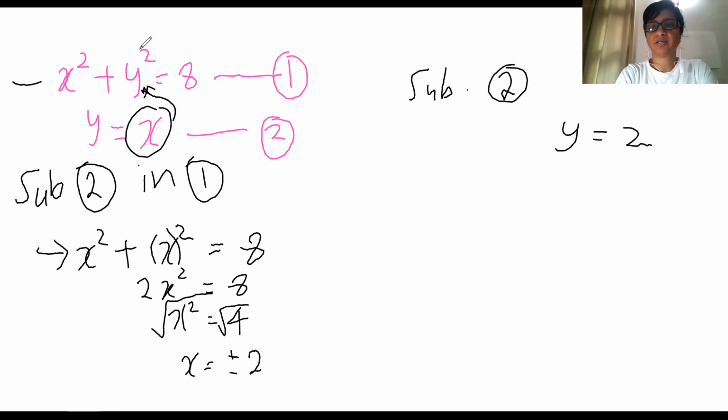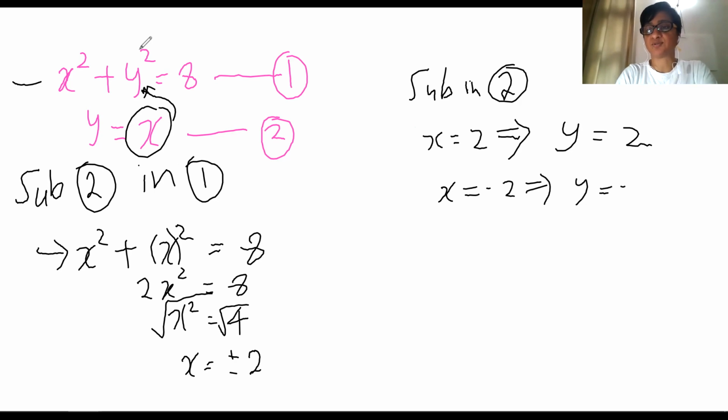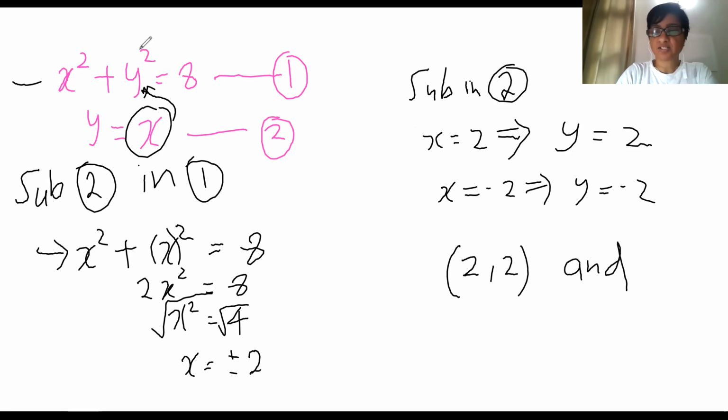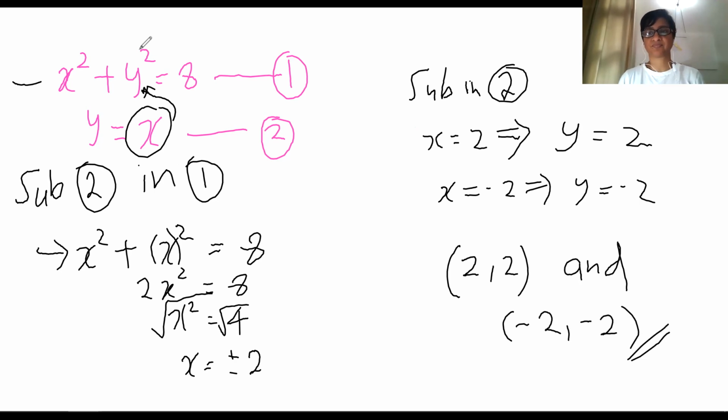Sub in 2. So when x is equal to 2, when I substitute in 2, y is equal to 2. When x is equal to minus 2, y is equal to minus 2. So the two intersection points are (2, 2) and (minus 2, minus 2). Okay? Got that? So this is a case where the line is going through the circle, cutting it at 2 points.